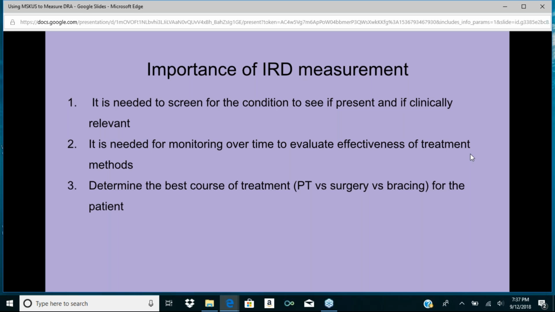It's also needed to monitor over time to evaluate the effectiveness of treatment methods. So if they do have a DRA, you want to see if your treatment methods are successful and benefiting the patient. You also want to determine the best course of treatment for them: whether they need a brace, whether just PT intervention is sufficient, or if it gets to the point where it's really severe, then obviously surgery would be an intervention for them as well.